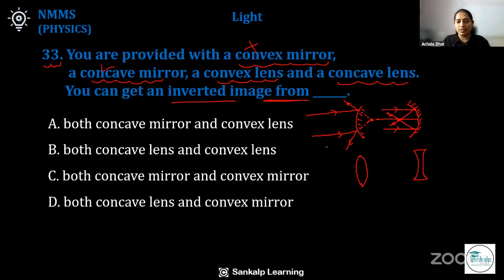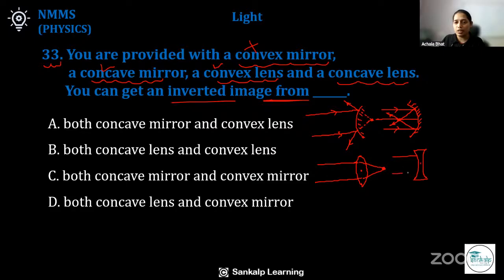What about convex lens? This is the optic center. Now, when light rays pass through this lens, they are refracted and converge or intersect at some point. Here, actual intersection is happening. Therefore, a real image is formed. Real image means real and inverted image. Convex lens is correct, but concave lens is wrong.